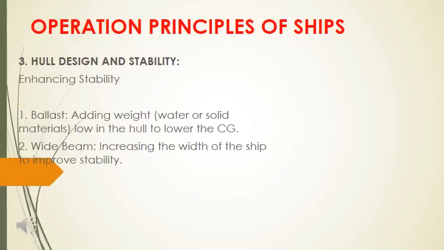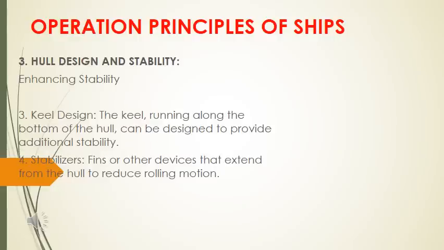How can the stability be enhanced? It can be enhanced by making use of ballast, which involves adding weight such as water or solid materials low in the hull to lower the center of gravity. A ballast is a heavy material that is placed in the hold of a ship to provide stability. We can also make use of wide beams, that is, increasing the width of the ship to improve stability.